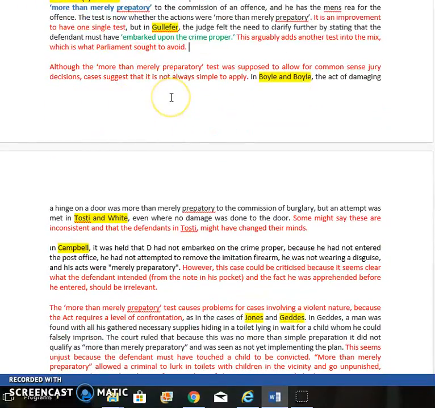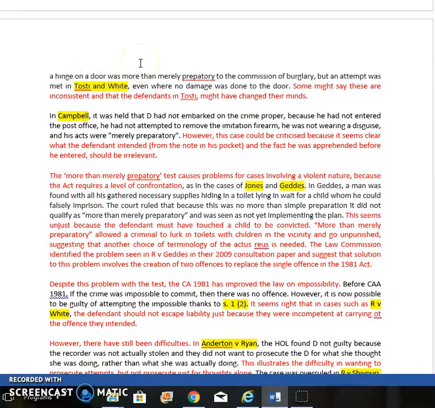So another evaluative point I've made is that although this more than merely preparatory test was supposed to allow for more common sense decisions, the case law suggests that it's not always as simple to apply as you might think. In the case of Boyle and Boyle, the defendants were caught trying to burgle a house and they'd actually broken the hinge on the door. And in that case, I think we were quite right there, but that was held to be more than merely preparatory. They had more than merely prepared because they'd broken the hinge on the door.